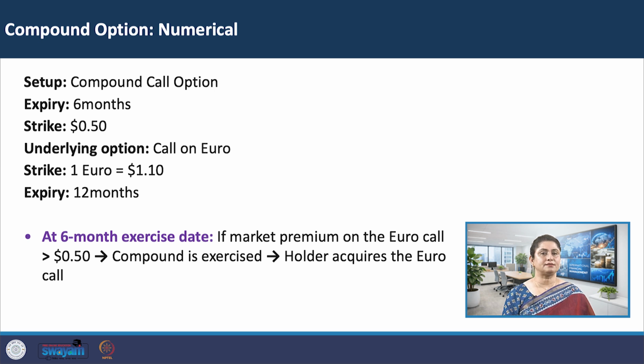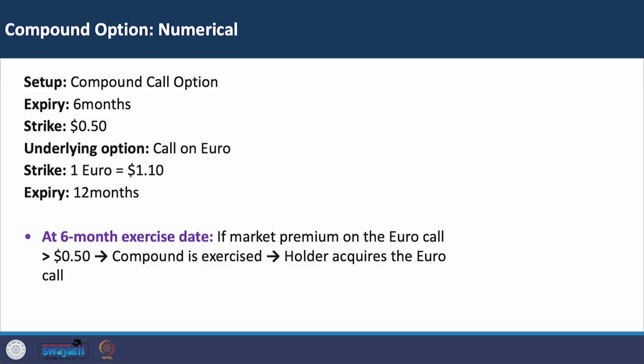At the 6 months exercise date, you check what is the current market premium on the euro call option with a 1.10 strike and 6 months remaining. If the market premium is greater than 0.50, you exercise the compound option and acquire the euro call at the bargain price of 0.50. If the market premium is less than 0.50, you let the compound option expire worthless. You don't need the euro call at that premium.